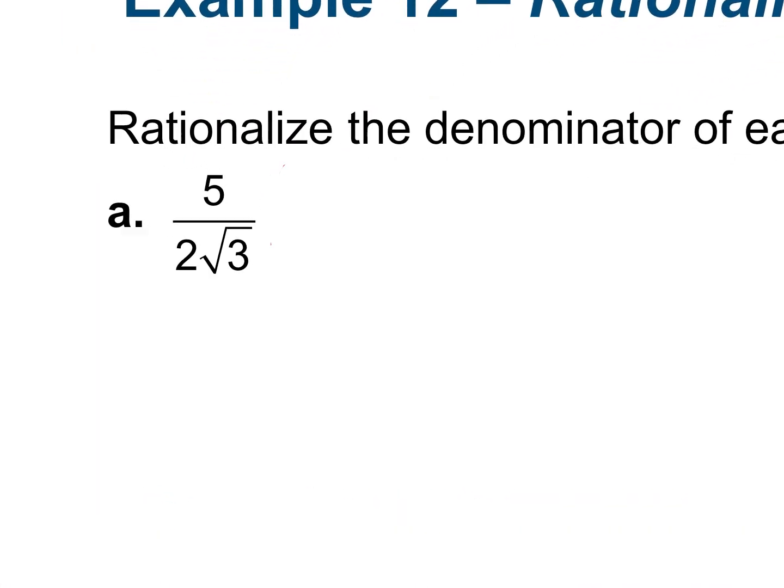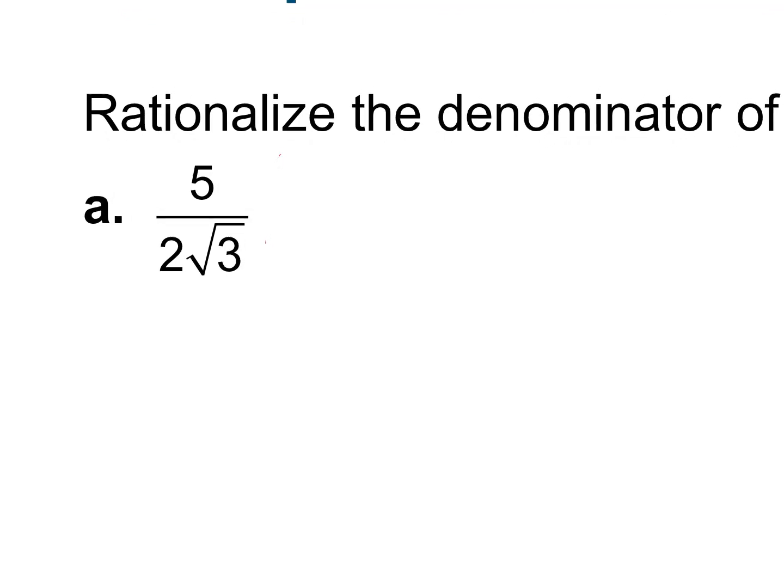So it says rationalize the denominator. What that's saying is, you can't have a square root in the denominator, so get it out. So what would you multiply? You don't have to do the number out in front, but you would just multiply by the square root of 3 here. What you do to the bottom, you have to do where?